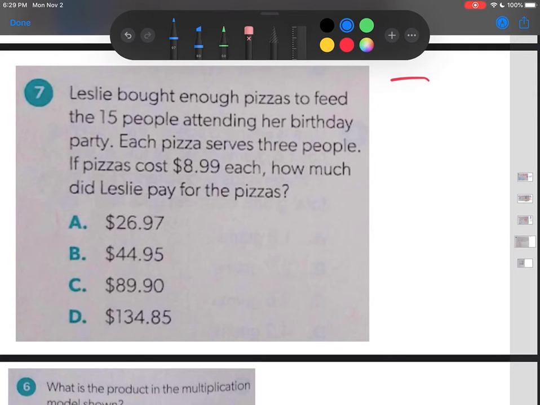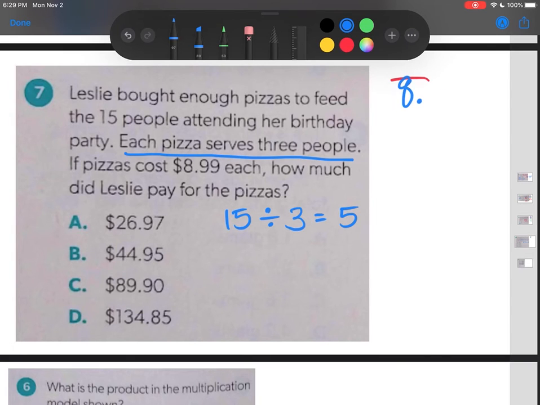So let's think about it. If each pizza serves 3 people, right? So that means 3 people can get 1 pizza, right? But we've got 15 people. So we need to think about how many pizzas we would need for 15 people. So let's take our 15 people and divide it by 3 to get how many pizzas that would be. Well, 15 divided by 3 is 5, right? So we need 5 pizzas.